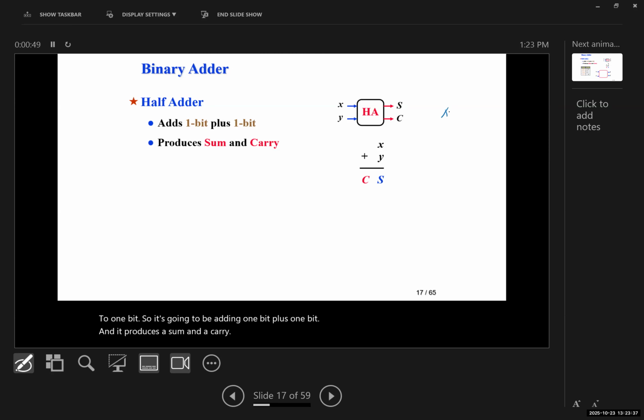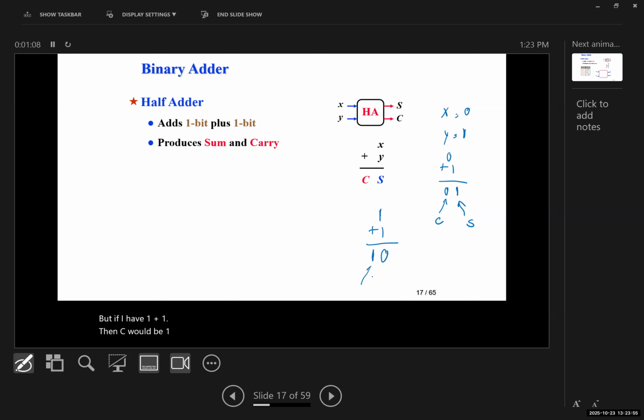So for example, if x is equal to 0 and y is going to be equal to 1, 0 plus 1 gives us 0, 1. So the carry is 0 and the sum is 1. But if I have 1 plus 1, then C would be 1 and S would be 0. So the carry is 1 and the sum is 0. So a half adder has 2 inputs and it has 2 outputs.